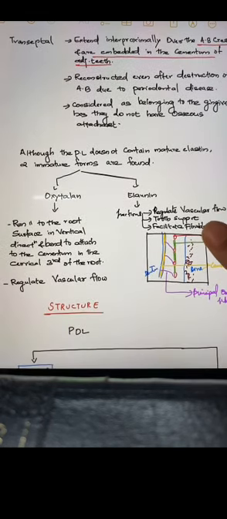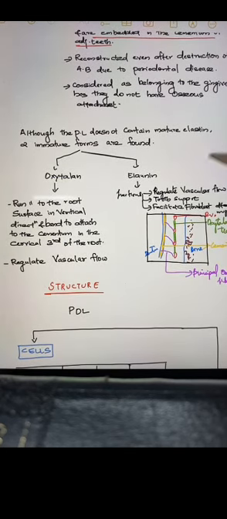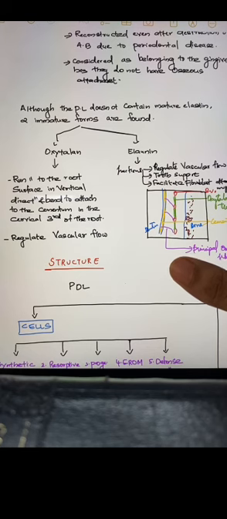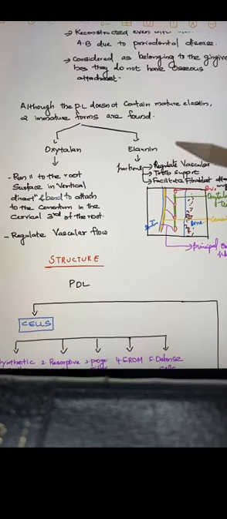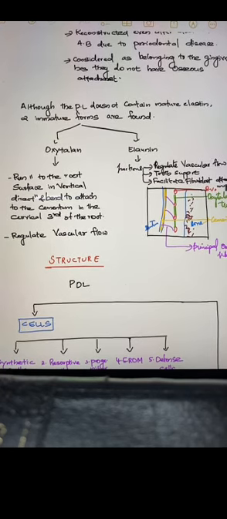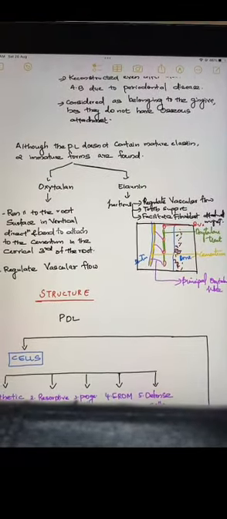Then, although the periodontal ligament does not contain mature elastin, two immature forms are there: the oxytalan fibers and elaunin fibers. The oxytalan fibers run parallel to the root surface in a vertical direction and bend to attach to the cementum in the cervical third of the root, which regulates the vascular flow. But elaunin has a particular role, like regulating the vascular flow and tooth support and facilitating fibroblast attachment. So this is the oxytalan fiber. These are the principal oxytalan fibers.